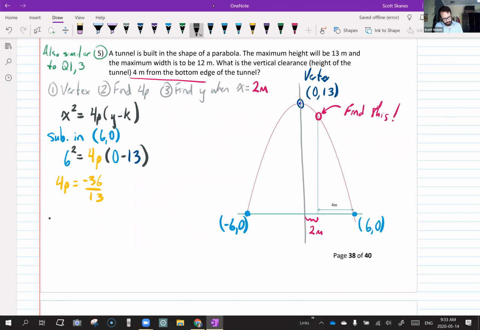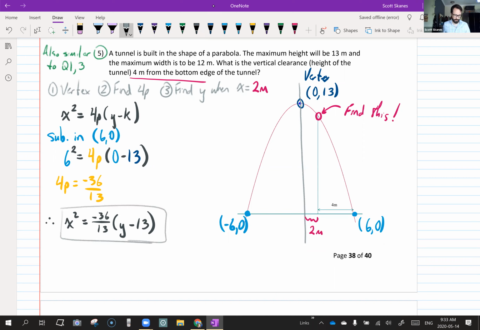So then our equation, therefore, the equation is this. So that's my equation, but that's not finished. This question's not finished. And hopefully you can see these questions are actually fast once you know the trick, which is vertex, find 4p. The third step, so I did the first step vertex, second step get 4p. Third step, find y when x is 2.